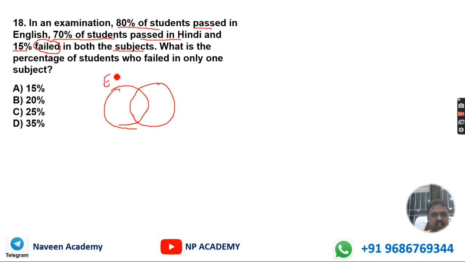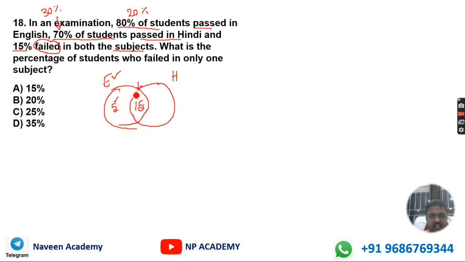So this is English, this is Hindi, the middle one is both, my dear friends. So 80% passed means failed is how much? 20% failed. Again 70% passed means 30% is failed. Okay, so both failed is 15%. See, both failed is 15%. So English is 20% failed, already 15% is filled, remaining is 5% of only English. This 5% is only English.